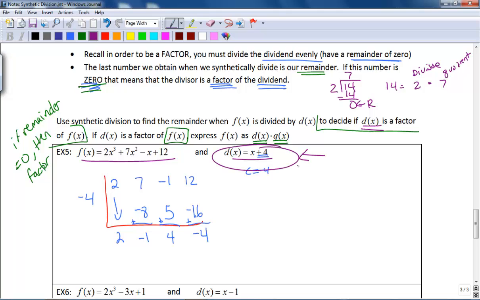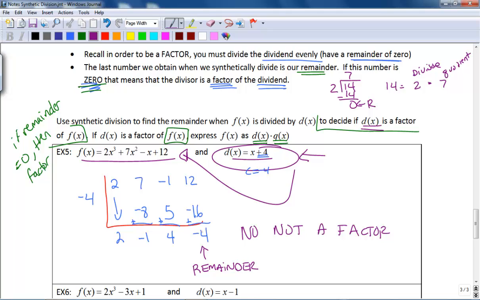Now, is this one a factor of that dividend? No, I'm not a factor. And the reason that I know I'm not a factor is that, remember, this was my remainder. And the only way that you're a factor of something is if that remainder is 0. Well, my remainder is -4, so I am not a factor. So it said to use synthetic division to find the remainder. Well, I found the remainder, and then we had to decide whether or not we're a factor. So my remainder is -4. No, I'm not a factor. I just answered the question.